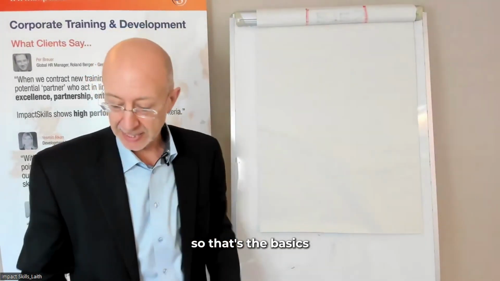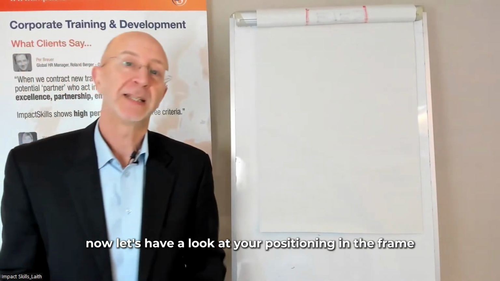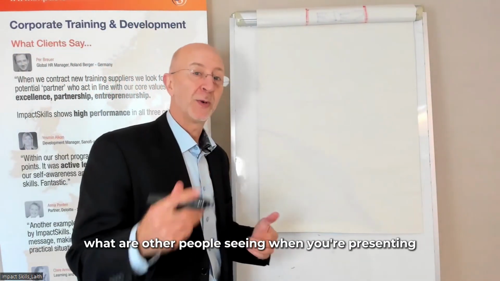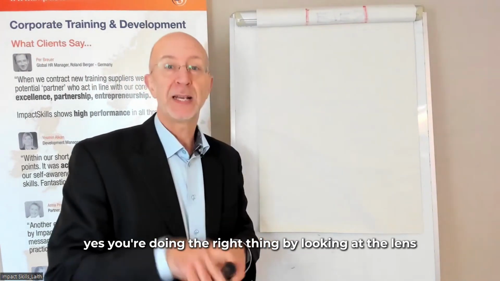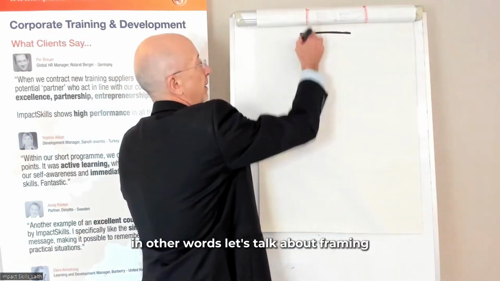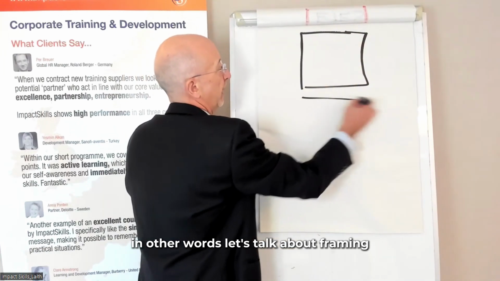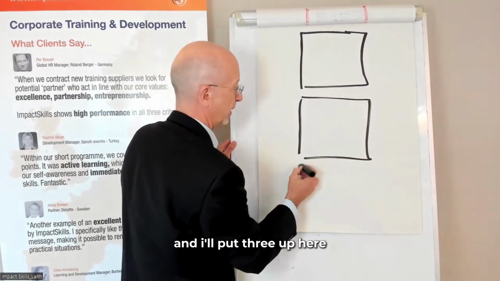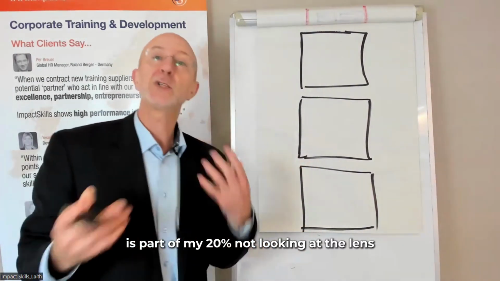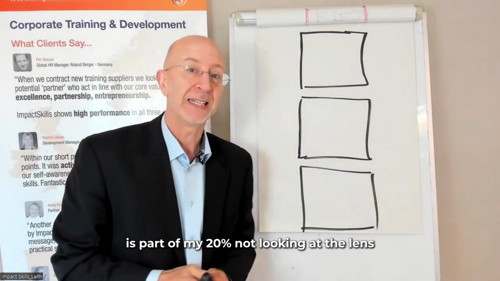So that's the basics. Now let's have a look at your positioning in the frame. In other words, what are other people seeing when you're presenting? Yes, you're doing the right thing by looking at the lens, but where are you positioned? In other words, let's talk about framing. And I'll put 3 up here. I know I'm not looking at the lens, but I'm just drawing this. This, by the way, is part of my 20% not looking at the lens.